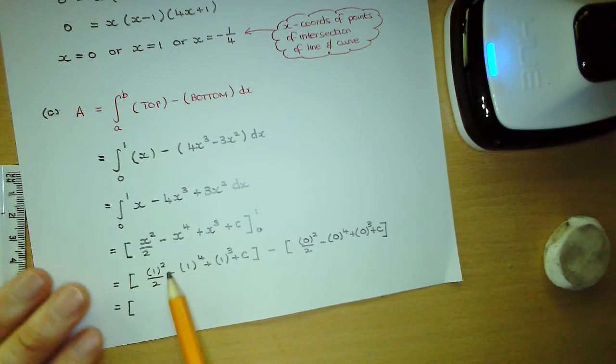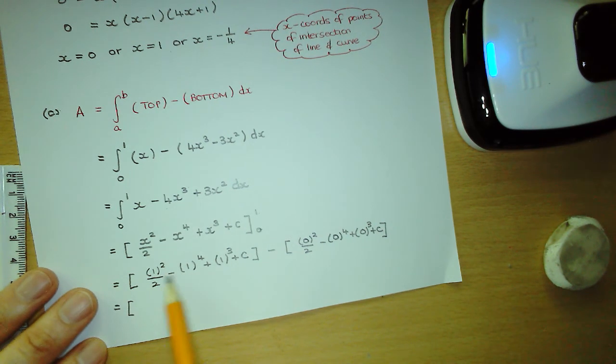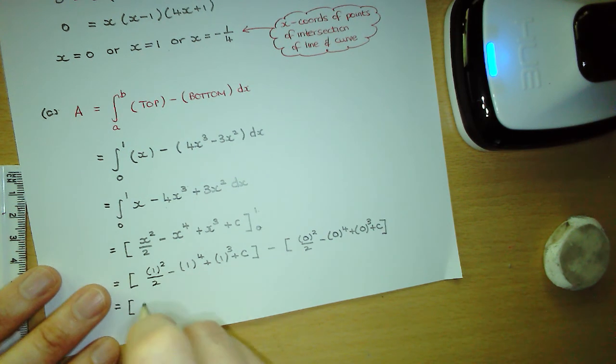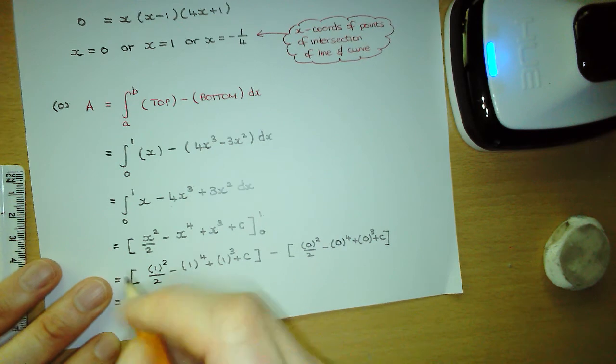So let's tidy up. So first square bracket, we could probably do it all in one go. We've got a half here. 1 squared is 1 over 2. We've got a half minus 1. 1 to the power of 4 is just 1. So a half minus 1 is minus a half. And then 1 cubed is just 1. So minus a half plus 1 is just going to give us a half. So we've got a half plus c.